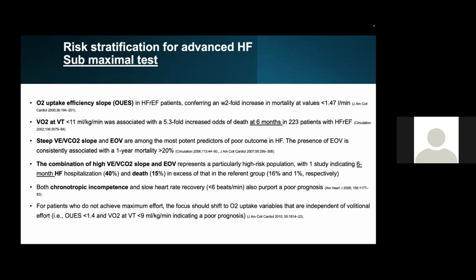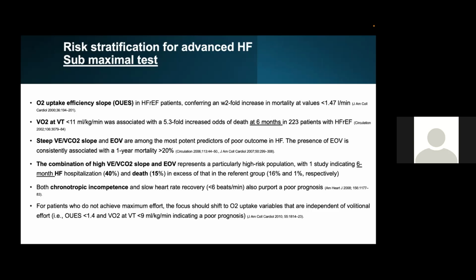First of all, the oxygen uptake efficiency slope, we discussed that before. In heart failure with reduced ejection fraction, it's shown that if the oxygen uptake efficiency slope is less than 1.4, that increases mortality 2 times.